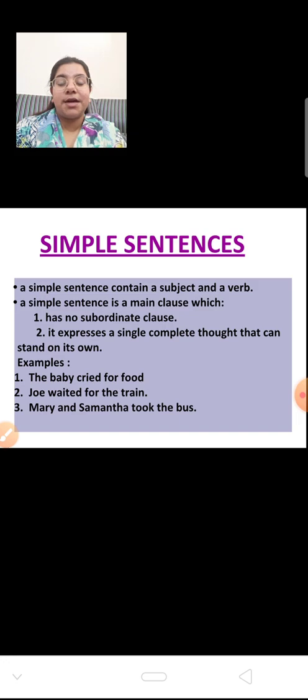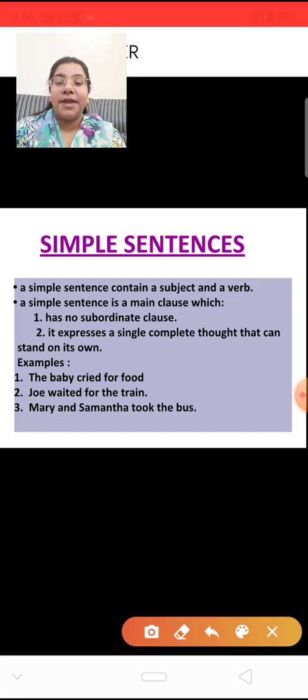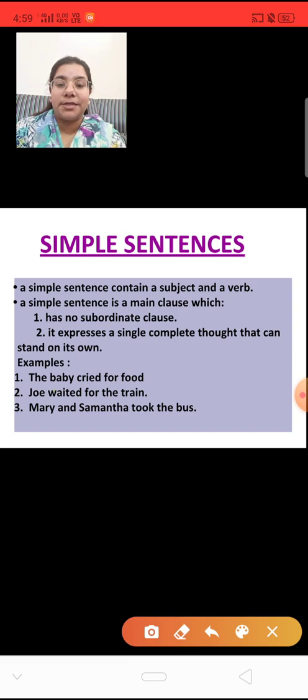So let us see a simple example of a simple sentence. The baby cried for the food. Here you can see that we have baby, that is the subject. We have cried, that is the verb. Here we have both things, baby and cried, that is the subject plus verb combination, and that completes our simple sentence. A simple sentence only needs subject verb combination and it is complete.